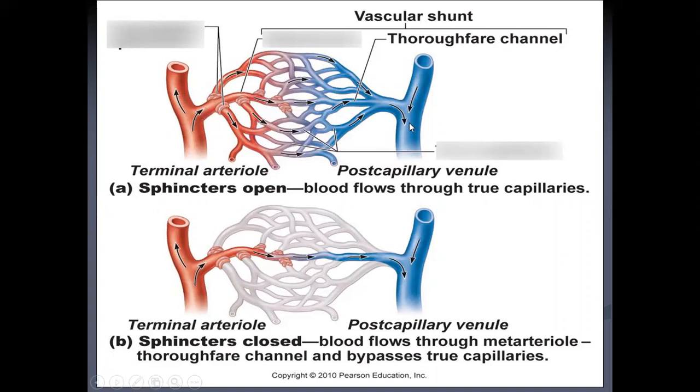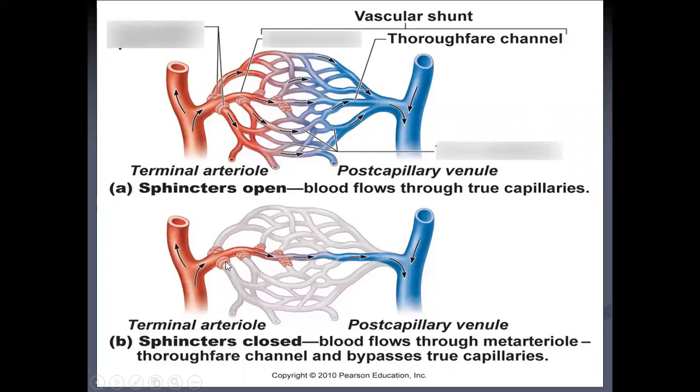This is the terminal arteriole, and this is the terminal venule. This is the thoroughfare channel, and these are the side capillary network. The thoroughfare channel gives capillaries as side branches, and at the start of these capillaries you have these precapillary sphincters. When the sphincters are open, the blood from the arteriole is going to pass through the true capillaries and then into the venules and vein.